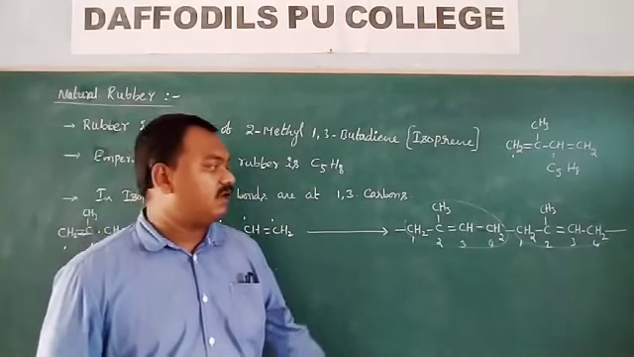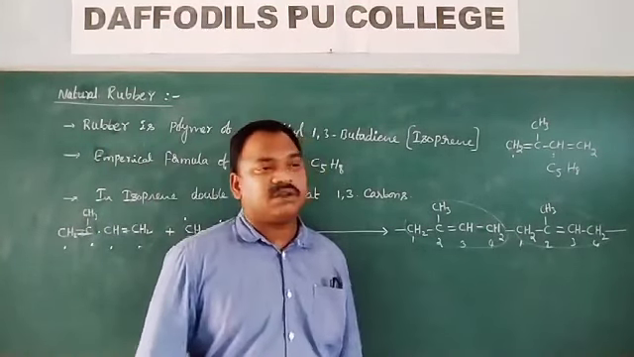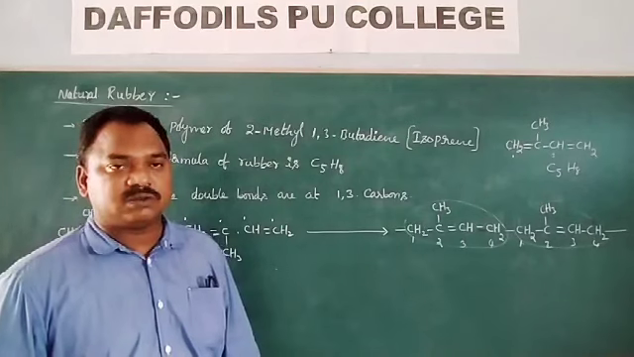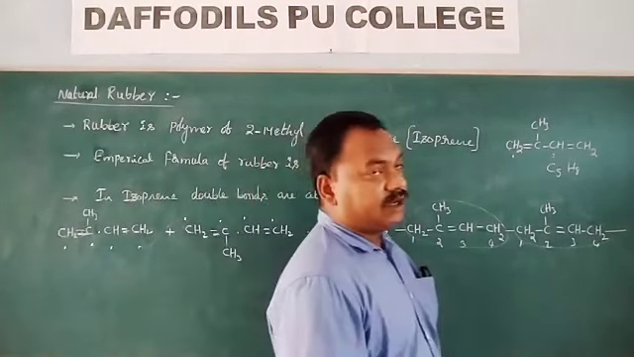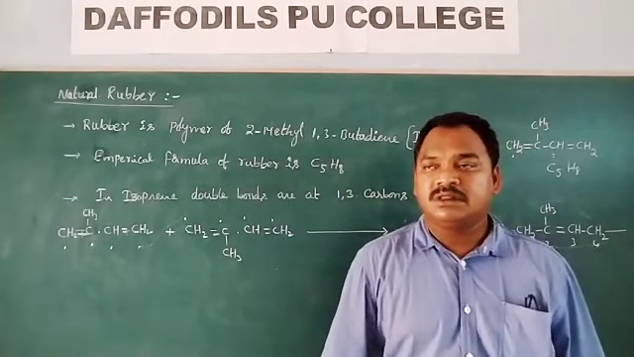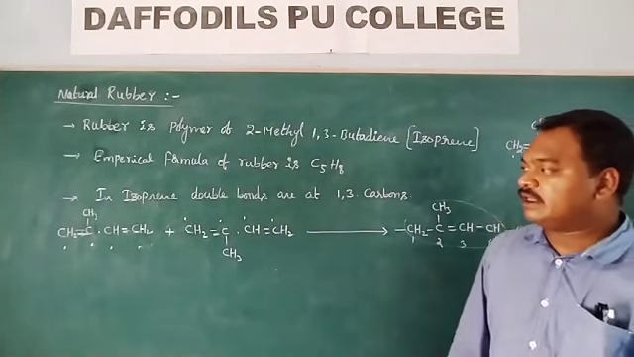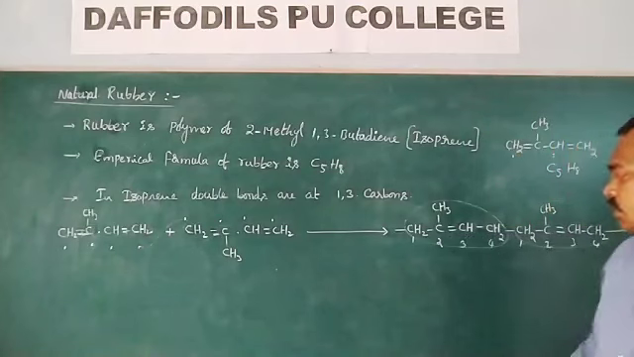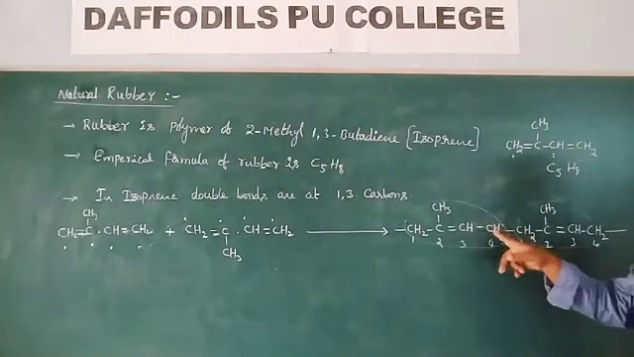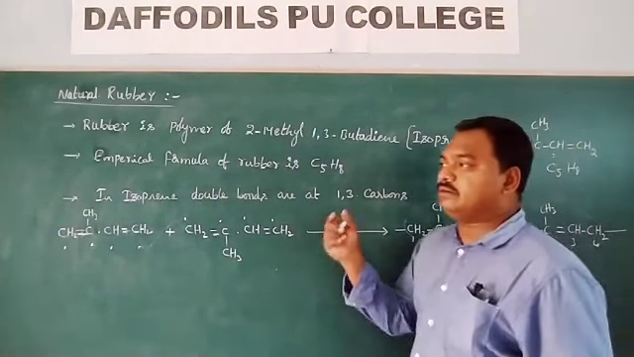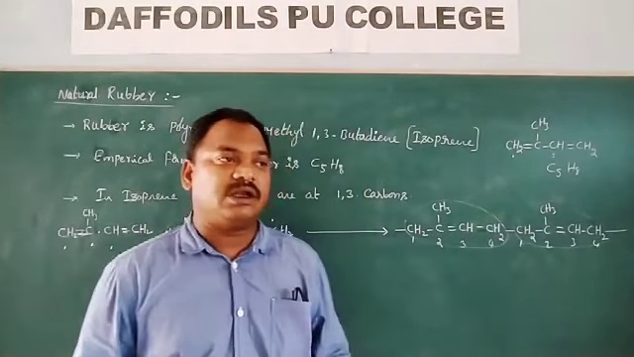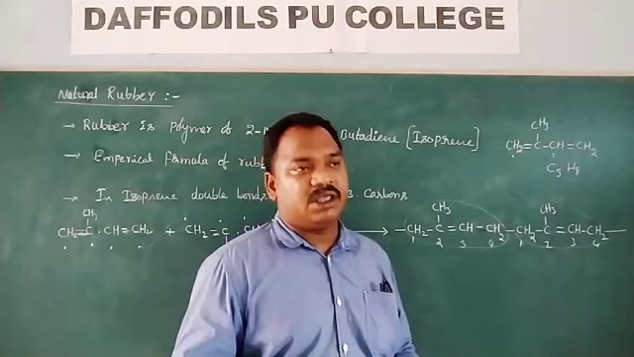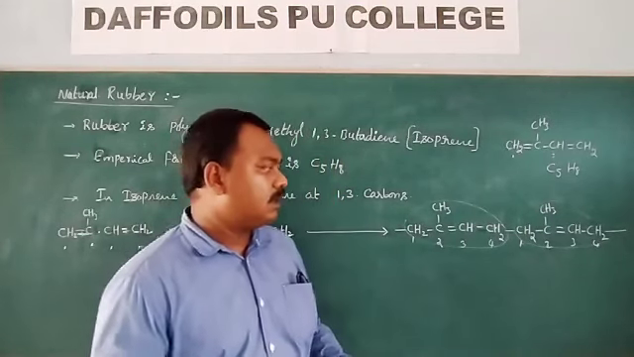The first carbon of one isoprene is going to connect with the fourth carbon of another isoprene. This kind of linkage is called head to tail linkage. So this is head and this is tail. So in rubber, isoprene units are connected with 1 and 4 bonding or head to tail linkage.